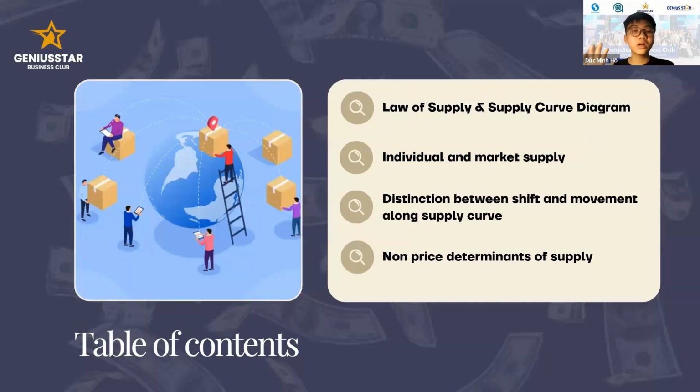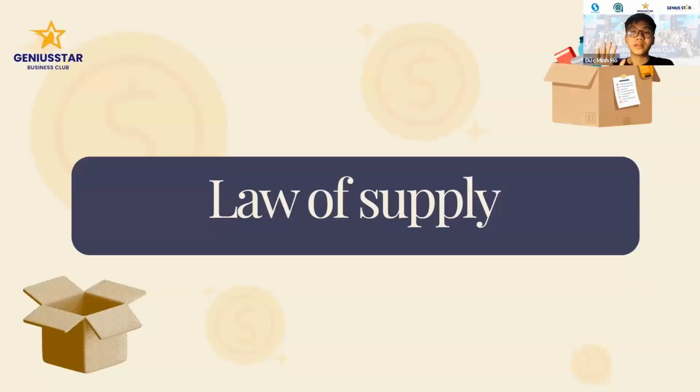Okay, before we dive in, here's a quick overview of what we'll be covering today. First, we'll start with the law of supply and the supply curve diagram, understanding why the curve slopes upward and what that actually means in practical terms. Next, we'll look at the difference between individual supply and market supply, highlighting how one producer's decision compares to the combined decisions of the entire market. Then, we'll clarify a concept that students often mix up: the difference between a movement along the supply curve and a shift of the supply curve. Finally, we'll explore the non-price determinants of supply, the other factors besides price that can cause supply to increase or decrease. By the end of this video, you should have a clear and structured understanding of how supply works in theory and in real markets. Let's start with the law of supply.